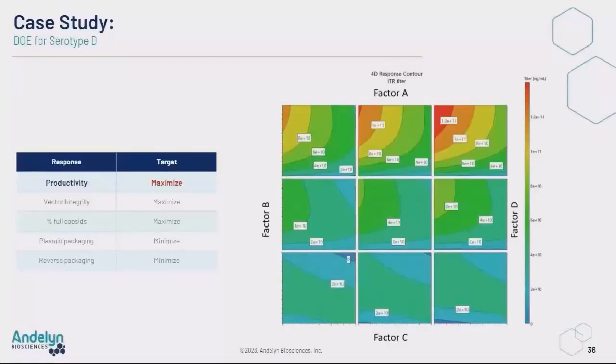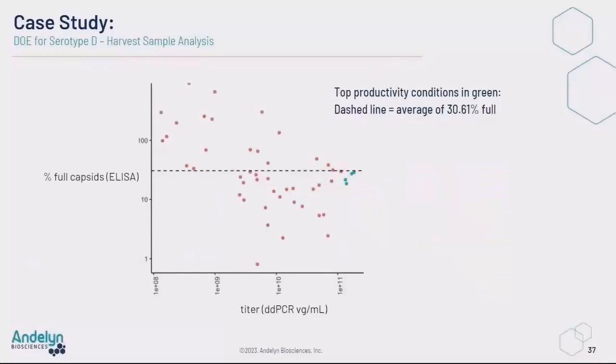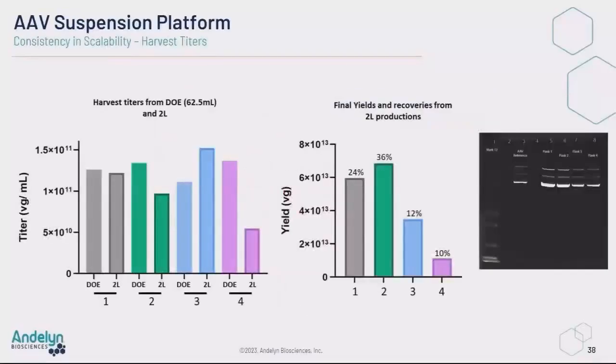So taking this and the top candidates for productivity moving forward, and also considering percent full capsids because that very directly influences downstream performance, we select and move forward and reiterate and scale up into leader. So that's what we're looking at here.